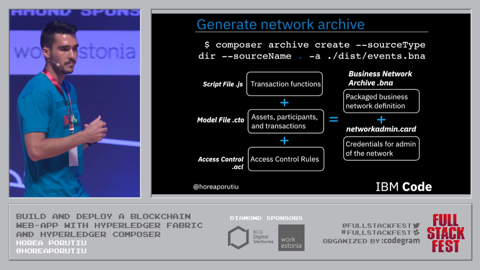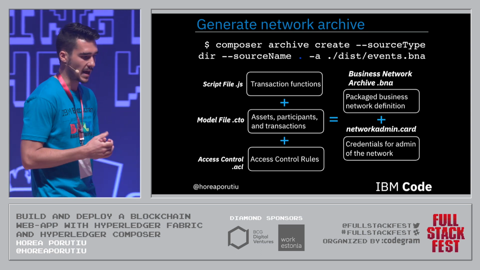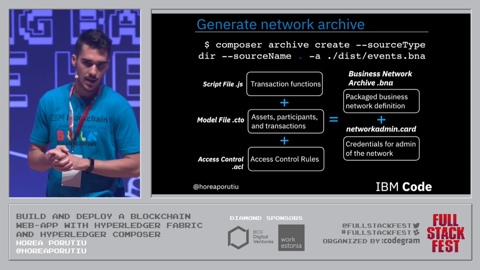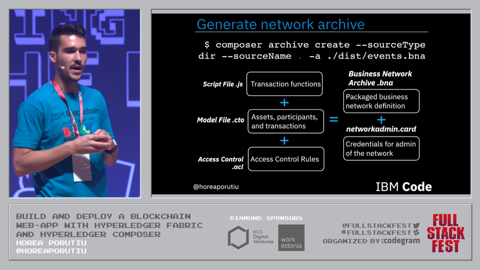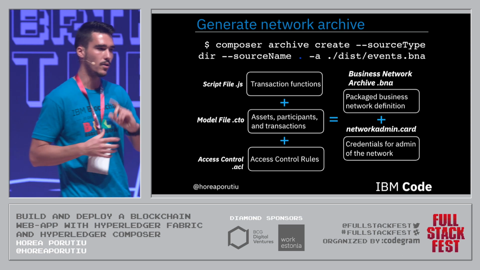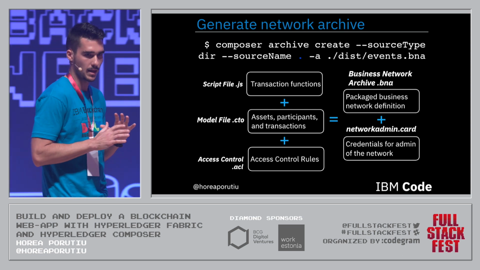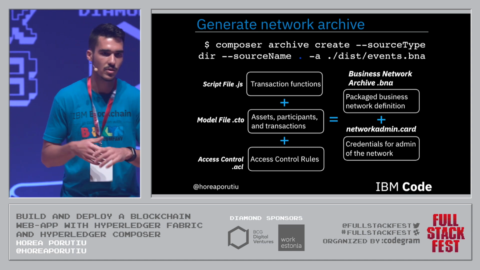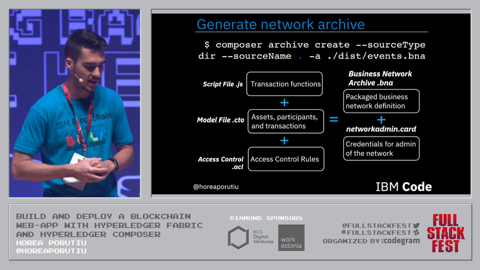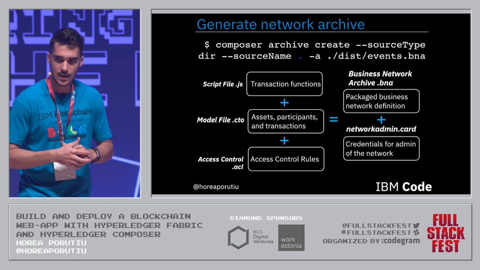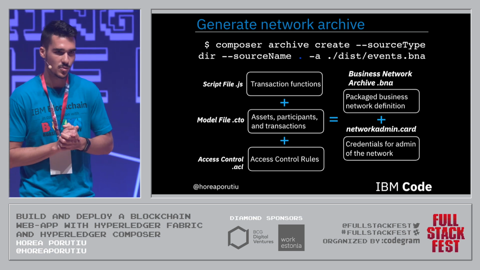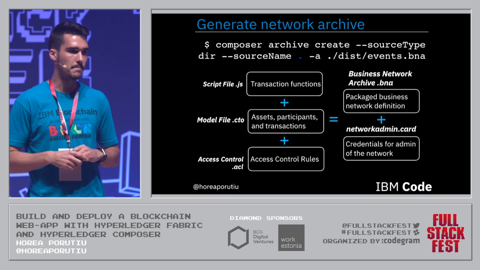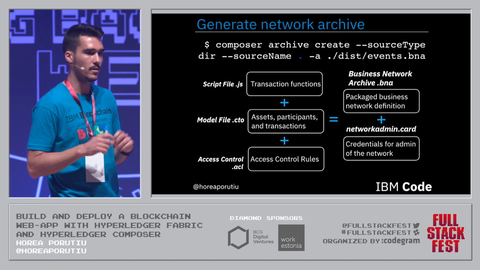This is where Composer comes in. Once you finish developing these three files, you have this command called composer archive create. It basically zips up your three files into one file. Nothing complex here. This file is called the Business Network Archive. Some refer to it as a banana file, BNA, banana. So that's really what Composer is doing: taking these three files that we have defined and creating this one Business Network Archive, this one zipped file.